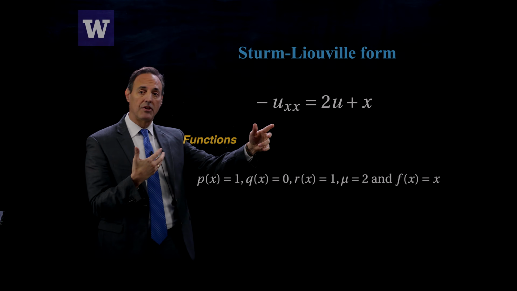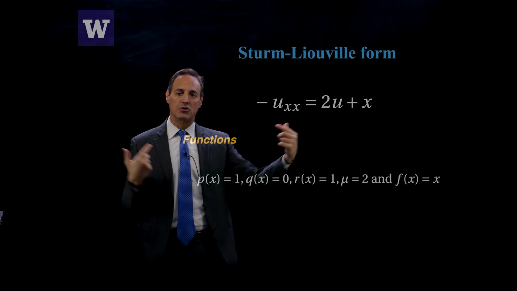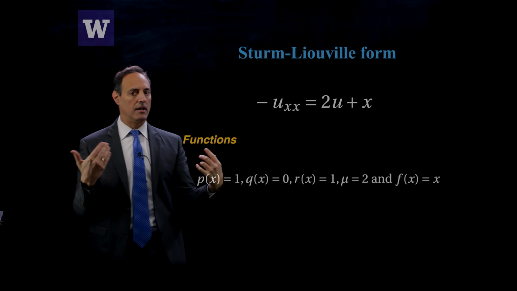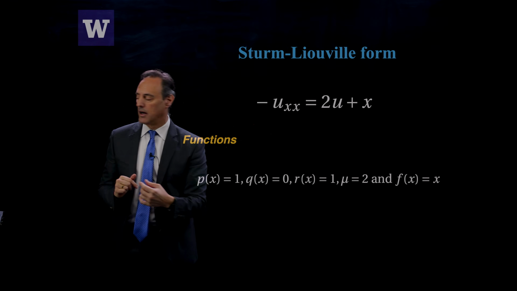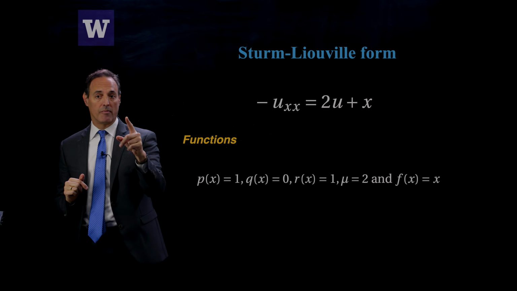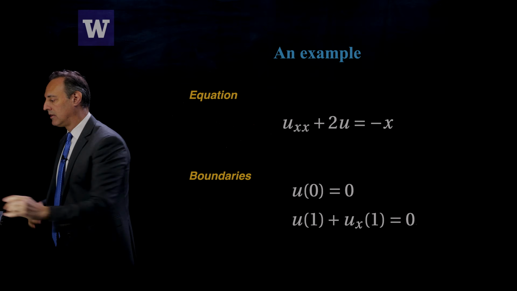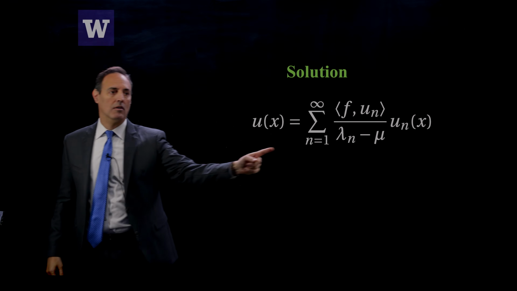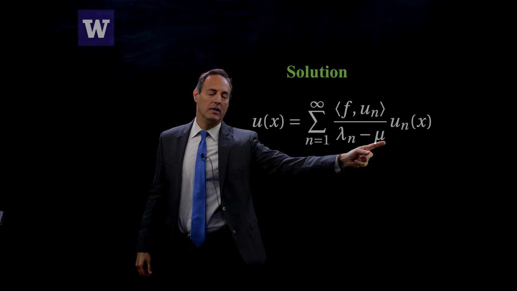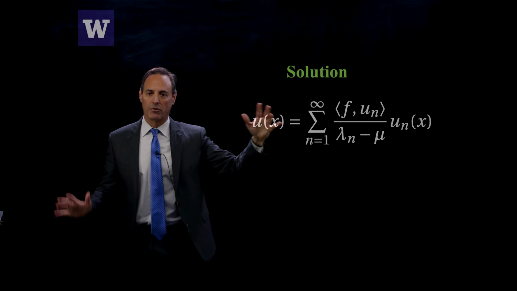This is the form of the solution, and that gives me everything I need. It tells you that my mu is 2, for instance. That's an important piece of information, because mu is part of the solution. Remember, I had the lambda n minus mu on the bottom of my generic solution, which is right here. So mu is 2. I'm going to show you that the eigenvalues are never 2, so there's no issue.